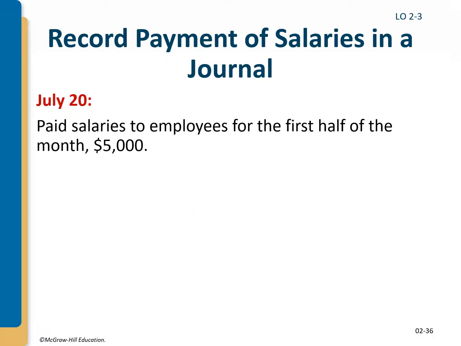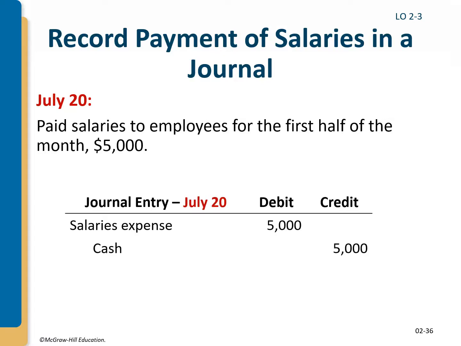Paid salaries to employees for the first half of the month, $5,000. Well, employees are people providing us a service to operate our business, so any payments to them are expenses. So we want to debit salaries expense, increase the expense account because we want to accumulate all the salary expense for the month. Do that on the debit side of the expense account. We want to decrease the cash account. We do that on the credit side because that's the rule for an asset.